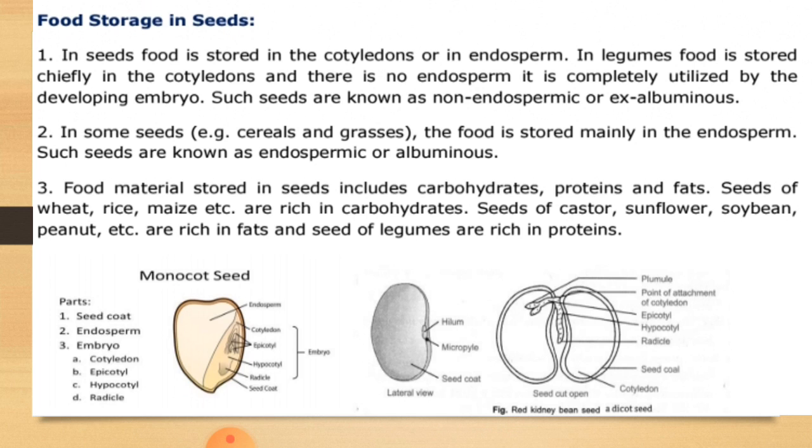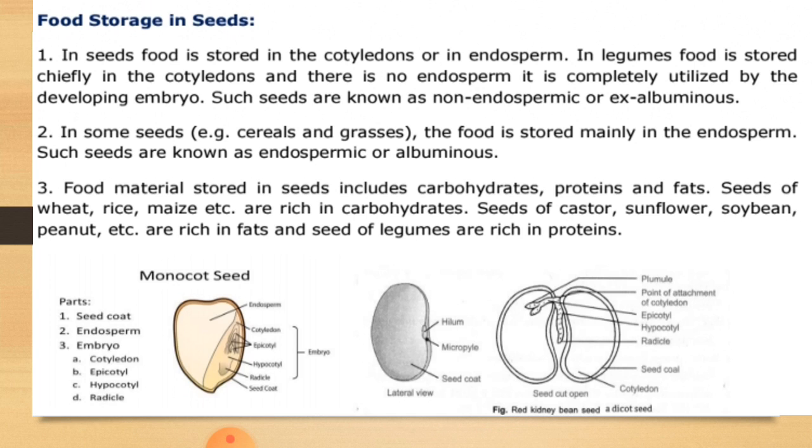In legumes, food is stored chiefly in the cotyledons and there is no endosperm. It is completely utilized by the developing embryo. Such seeds are known as non-endospermic or ex-albuminous seeds. Dear students, in legumes the food is mainly stored in cotyledons and there is no endosperm; it is completely used by the developing embryo.